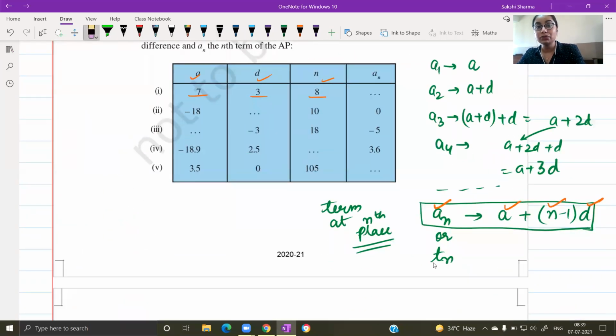Second part of the question. Value of A is minus 18. Common difference is missing. N is given as 10. AN is given as 0. Apply the formula, use these values, find out the missing one. Find out D.